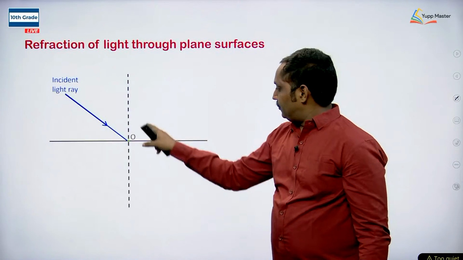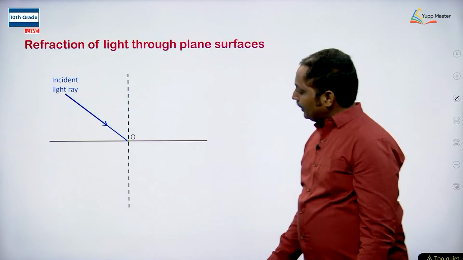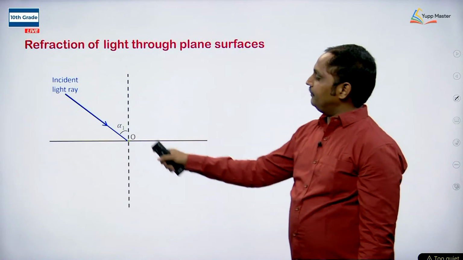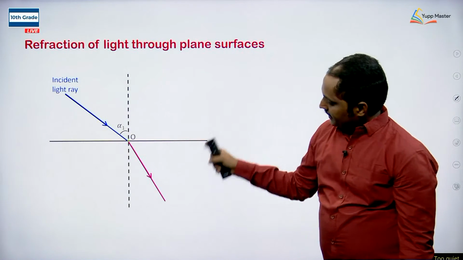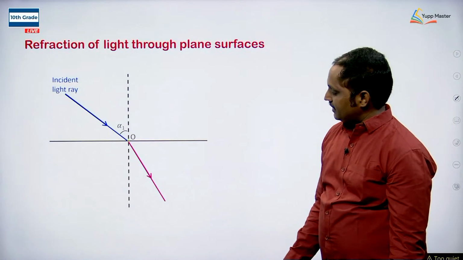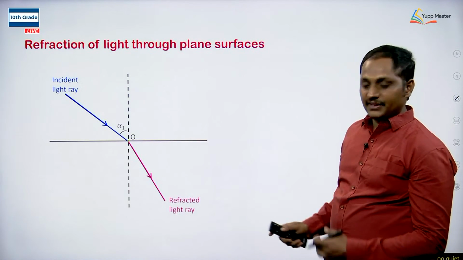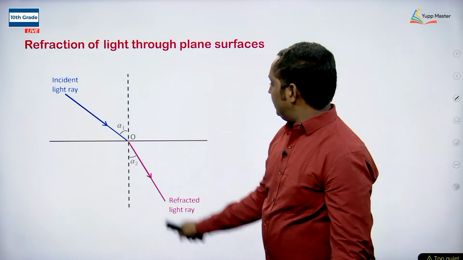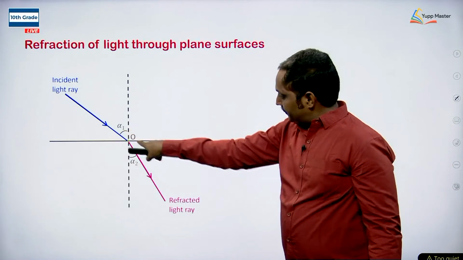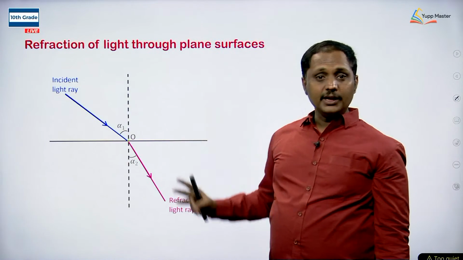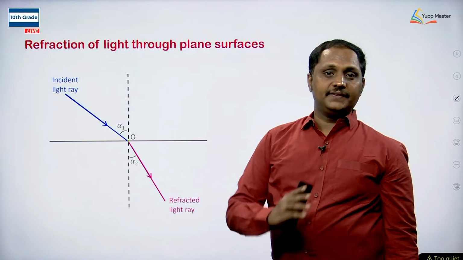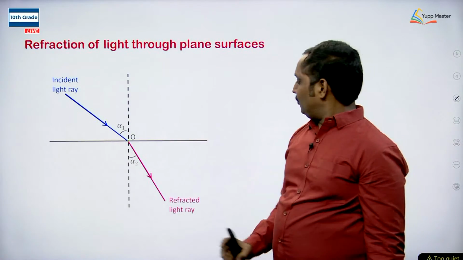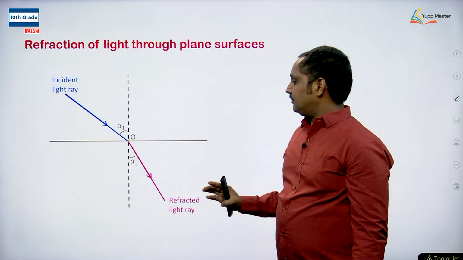Let us assume this is medium 1 and medium 2. What happened? There exists a refracted light ray. This is known as the refracted light ray. Have you seen that the original path was in this direction? It changes its path, so there exists a bending.